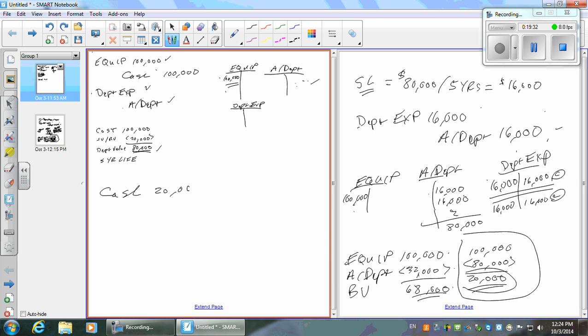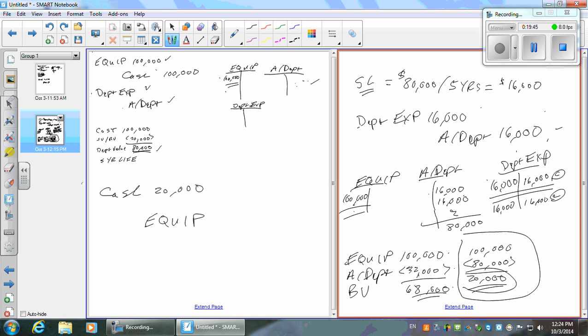20,000. What do I get rid of? What don't I have anymore? Equipment. I gave the equipment to whoever bought it from me. What do you want to credit equipment for? Be careful. How much is in the equipment account, guys? 100. You never changed it. So if you get rid of it, what do you do? Credit it for how much? 100.